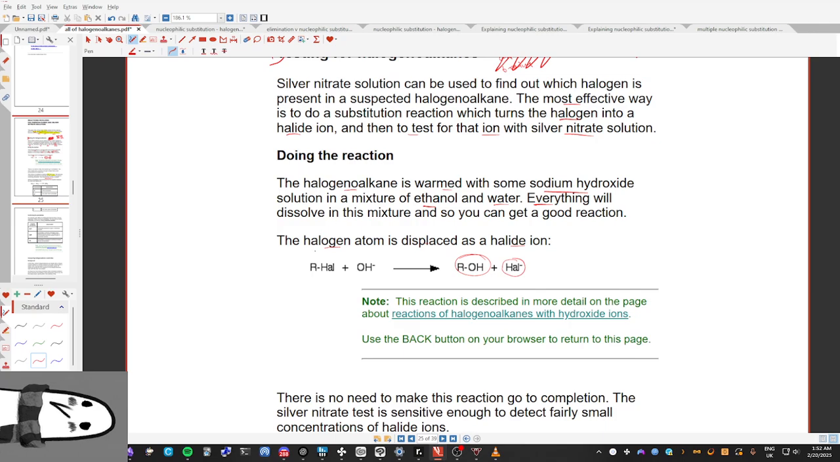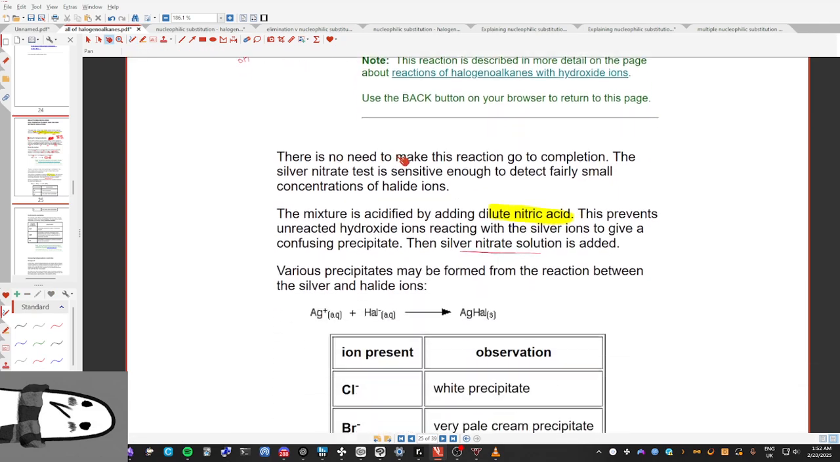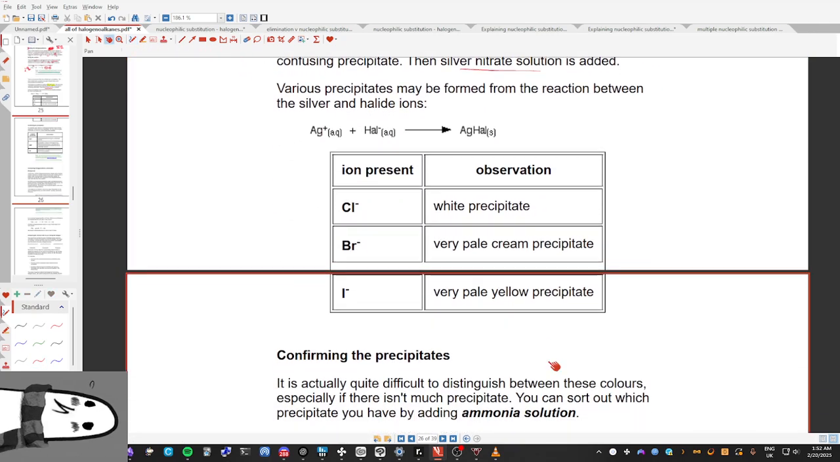Am I aware of this equation? You have your hydroxide, and it's the nucleophile, so it substitutes because you have your C and your X. Your OH comes in, and as it comes in, the halogen goes out as your halide minus. That's it, right? And so it's an ion, then you'll be able to detect it.